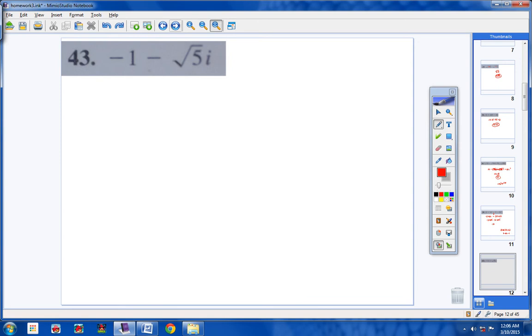Okay, the directions for numbers 43 and 47 say to write the conjugate of the number, then multiply the number by its conjugate, okay? So, I'm going to go ahead and show you guys a shortcut here that will save time on these. So the conjugate of negative 1 minus the square root of 5I, the conjugate would be negative 1. You don't change the sign of the first number, plus square root of 5I. Now, you're multiplying a binomial times a binomial.